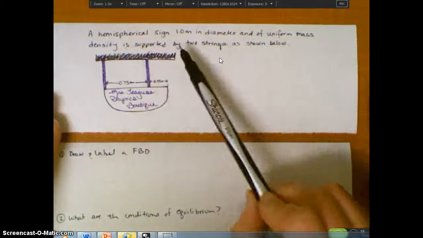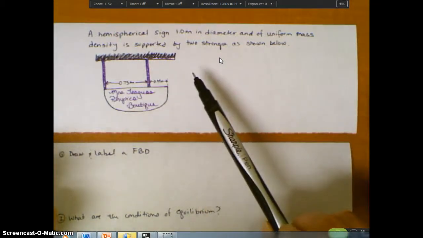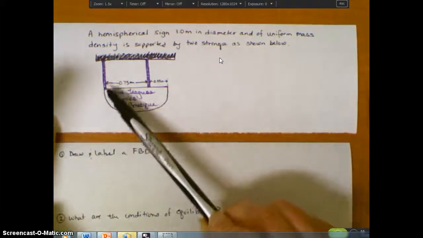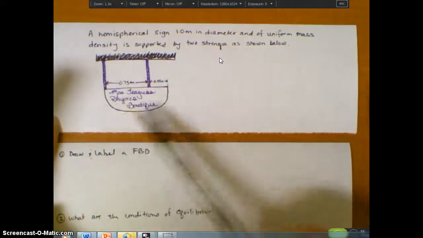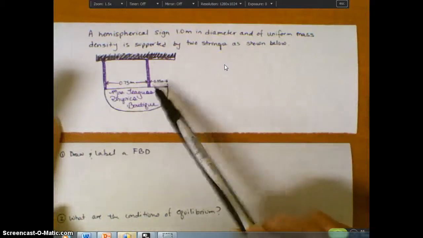Okay, so here we have a situation. We have a hemispherical sign that's 1 meter in diameter and of uniform mass density, and it's supported by 2 strings as shown here. The first string is located on the edge of the sign, and the other string is located about 3/4 of the way across the sign.